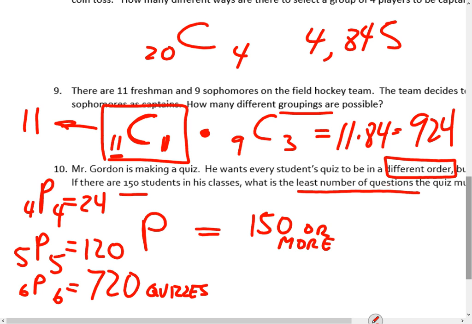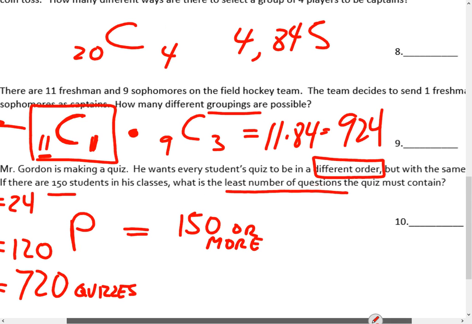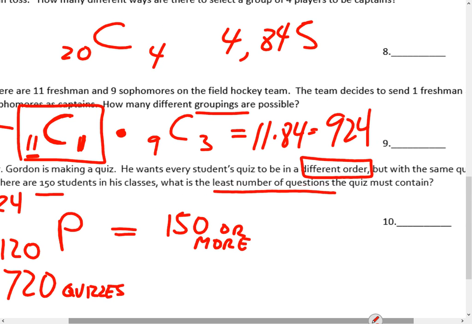So what's the actual answer to the question? What is the least number of questions the quiz must contain? Always answer what's being requested. We didn't care how many quizzes we ended up with. We cared how many questions it took to achieve what we were trying to achieve. Next page.